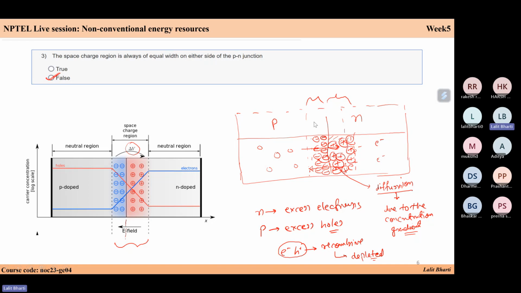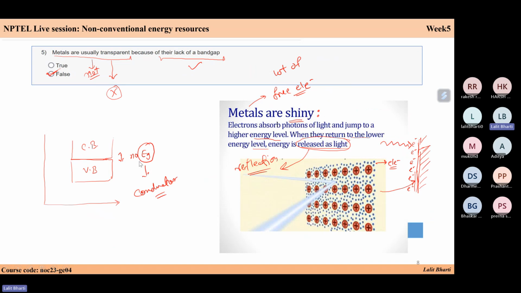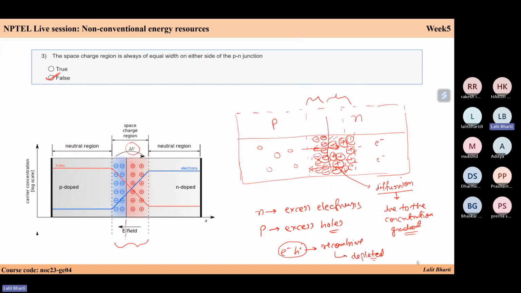So this is basically your P type and N type. This is your interface, and your diffusion is higher on one side. The width of your N region is higher than the width of the P region. So your space charge regions are not equal. If you see the next questions also, you will understand it further.